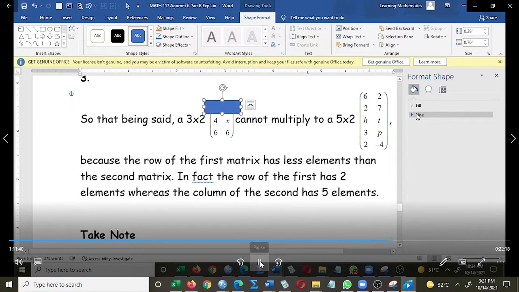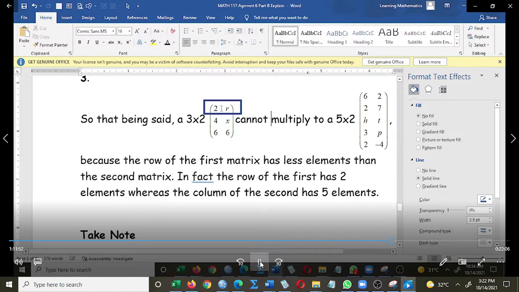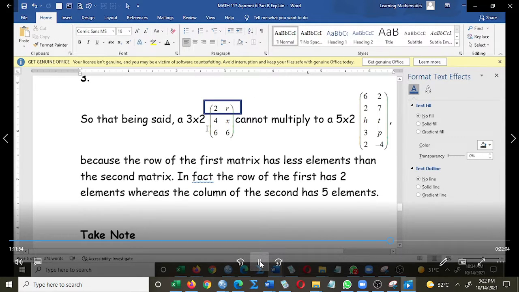Let's just do no fill and the line now. Let's just make that a little thicker. That's a row. That is a row.